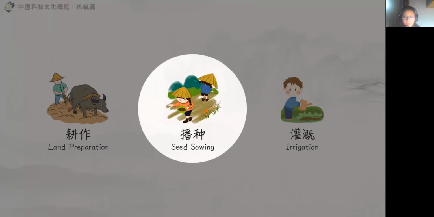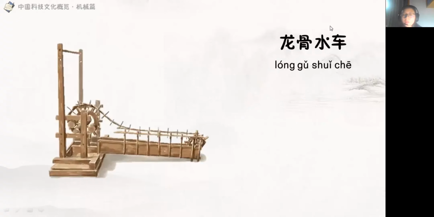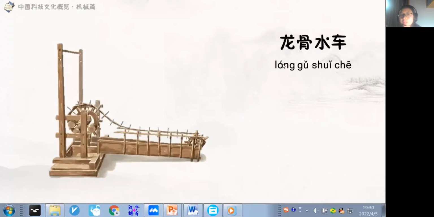Okay, just now we introduced seed sowing. Now let's see irrigation. Right, this one is called 龙骨水车. Do you know the meaning of the 龙? Anyone else? What's the meaning of 龙? Dragon. 很好, yes, dragon. 龙 is dragon.